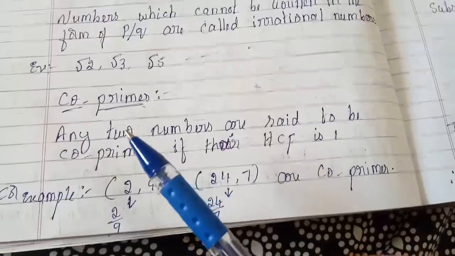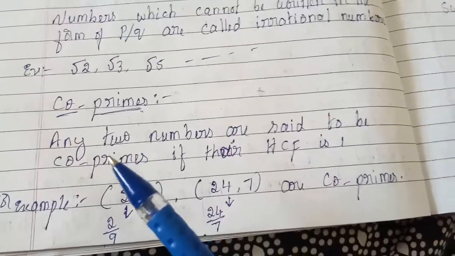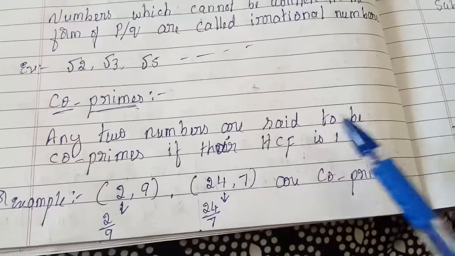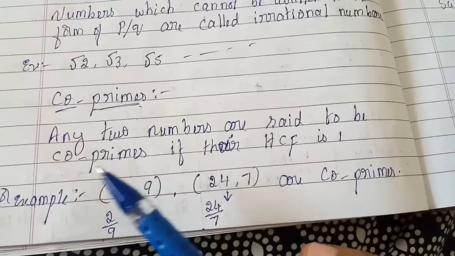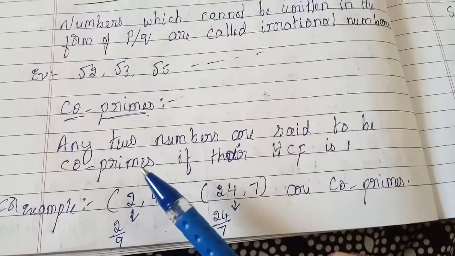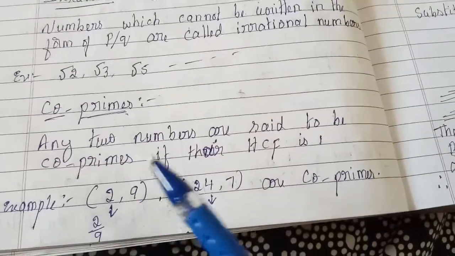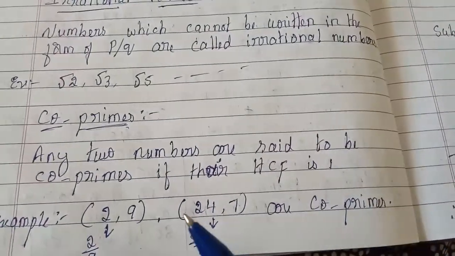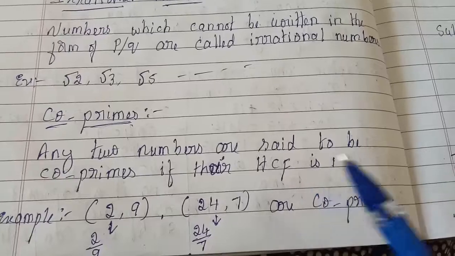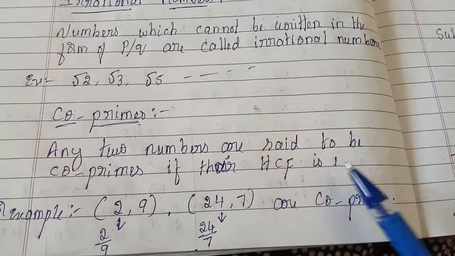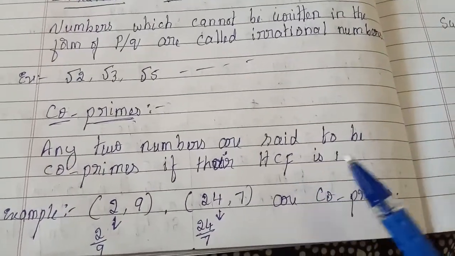Next, co-primes. I think you have learned about co-primes in 6th standard. Co-primes means the numbers need not be prime. Any two numbers are said to be co-primes if their HCF is 1. HCF means highest common factor.